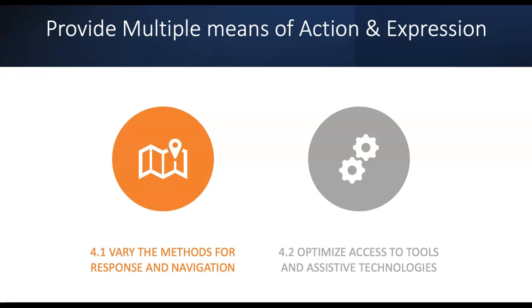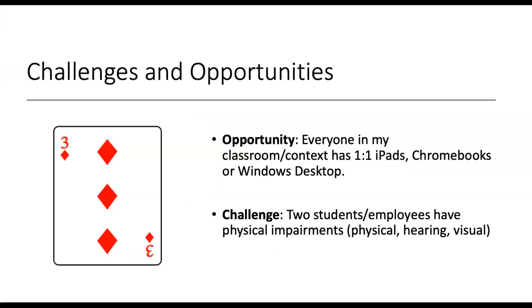learner's needs. For this project, we were given a challenge, and it was by chance that I pulled a 3 of diamonds, and that presented me with the opportunity that everybody in my classroom has a one-on-one electronic device, whether that be an iPad, Chromebook, or Windows device. The challenge is that 2 students or employees have physical impairments.